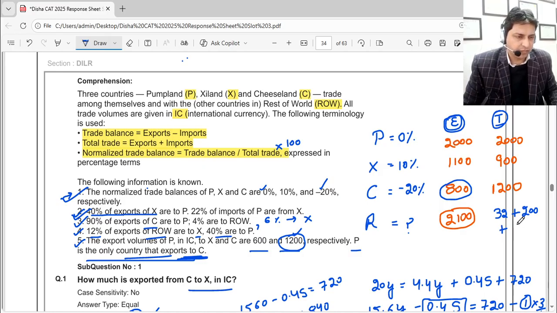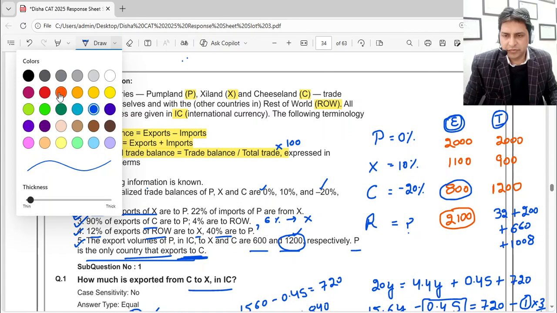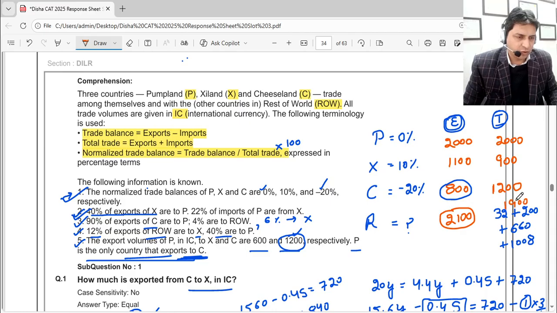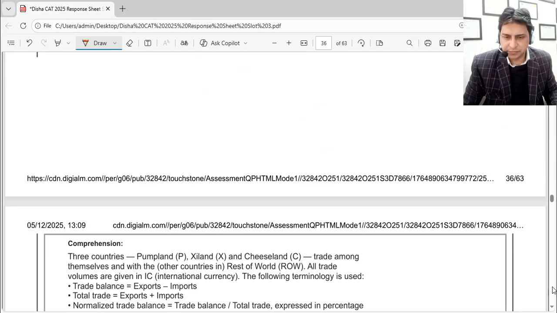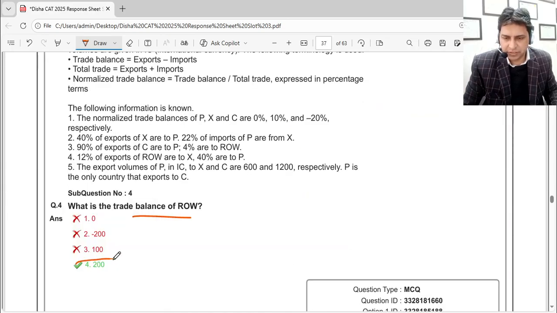So 40% is given to us, rest is not given, so the rest is 60%. It can't deliver to C, so the rest is to R. So 60% of 1100 is 660, plus 1008, it is exporting to itself. So the total comes out to be 1900. So the difference between both of them is 200. The trade balance, export minus import, comes out to be 200. That is the answer here.